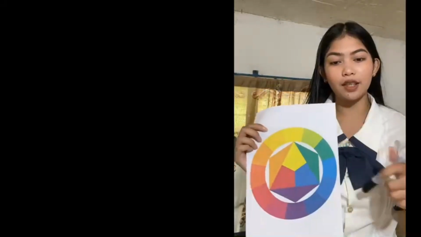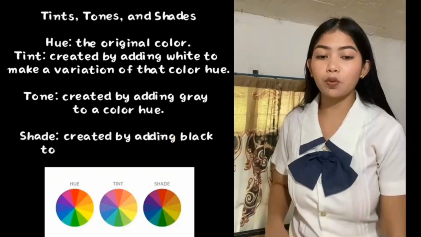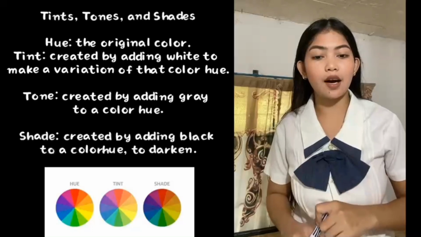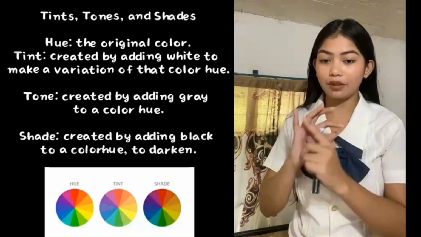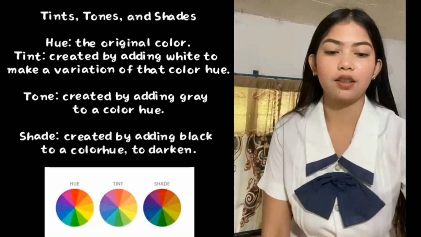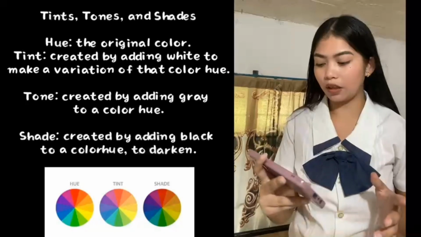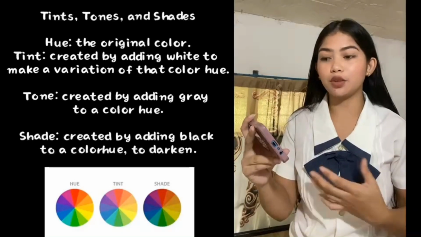I hope you understand the three main groups of the color wheel. Next, let's proceed to tints, tones, and shades. The hue is the original color, and we have here the tint. The tint is created by adding white to make a variation of that color hue.